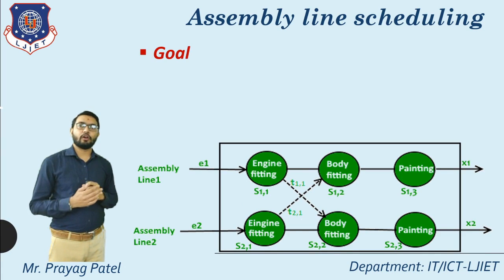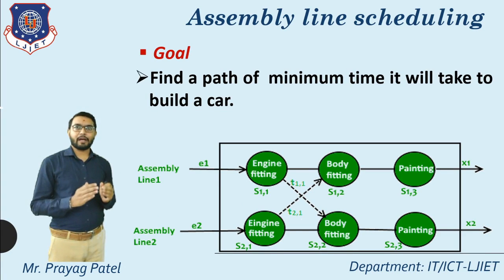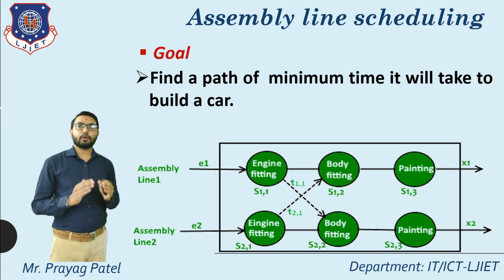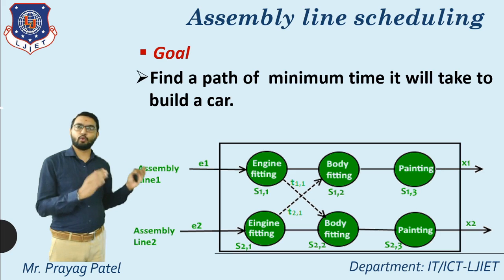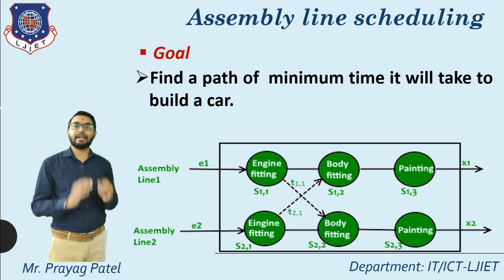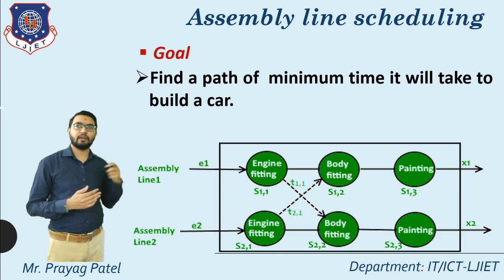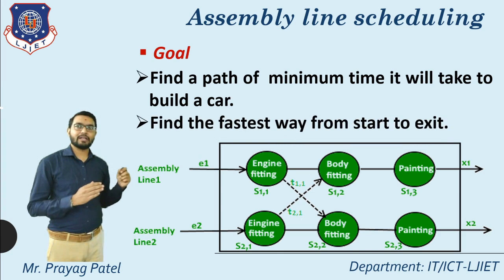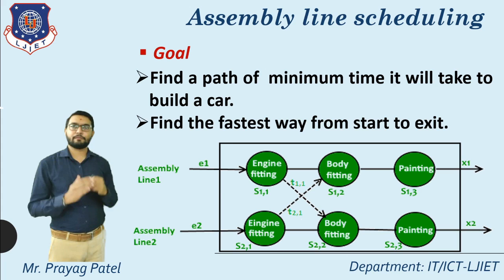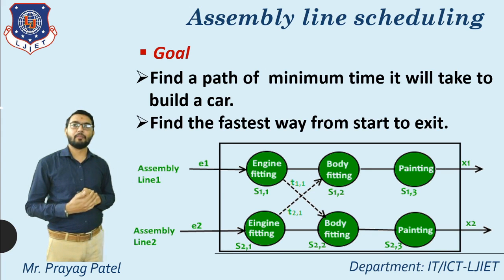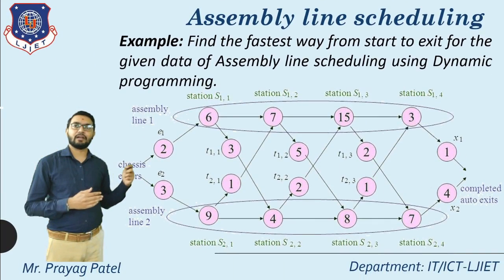Now, what is the goal of assembly line scheduling? Find a path of minimum time it will take to build a car. Consider the two lines. You can perform the first operation on the first line, then the second operation on the second line, then the third operation on the second line, and so on, and you want to find the minimum time it will take to build a car. That means find the fastest way from the starting state to the ending state, the fastest route from start to exit.